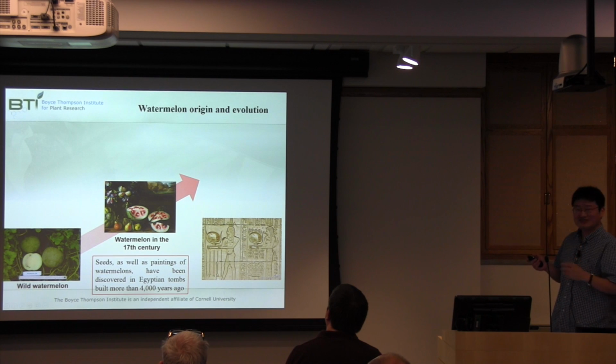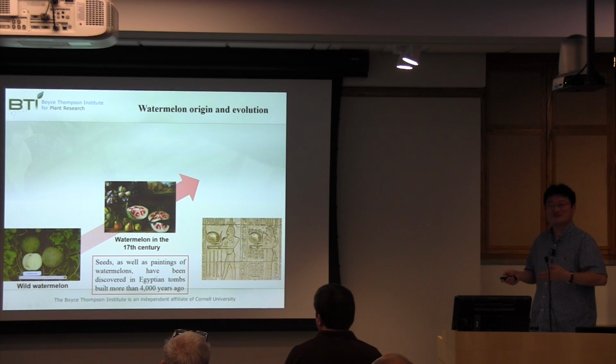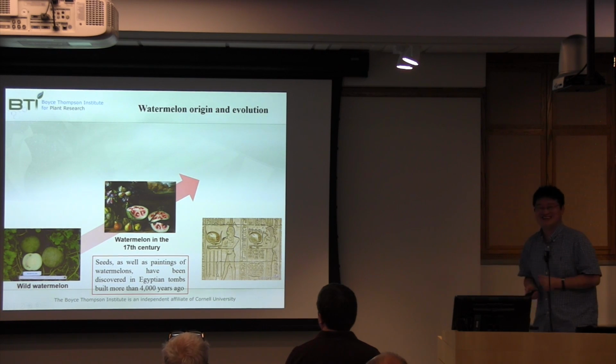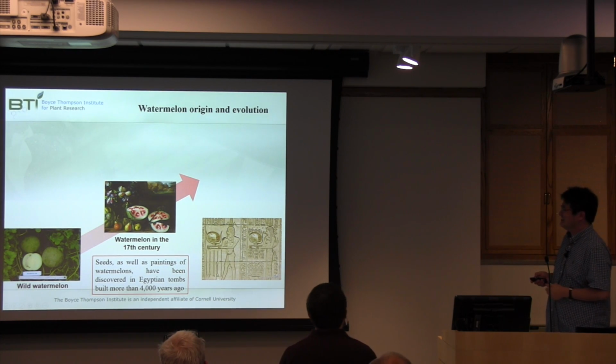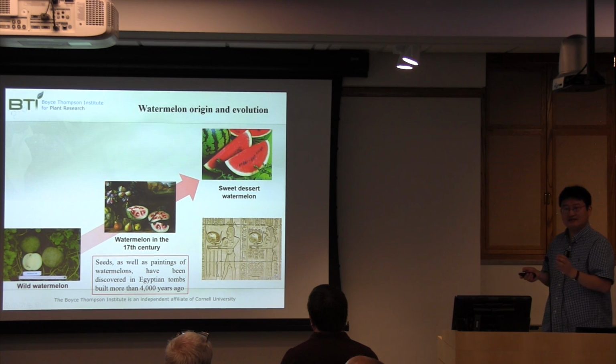So this is a watermelon in the 17th century. You never see this kind of watermelon nowadays. In the 17th century, the watermelon was like this. Maybe you think, oh, people living in that area were very tough to eat this kind of watermelon. And then this is a modern-day sweet dessert watermelon. This is the evolution history of watermelon based on the available evidence.